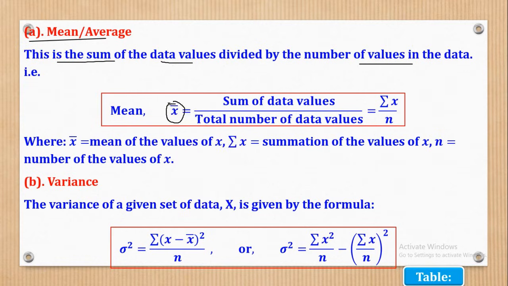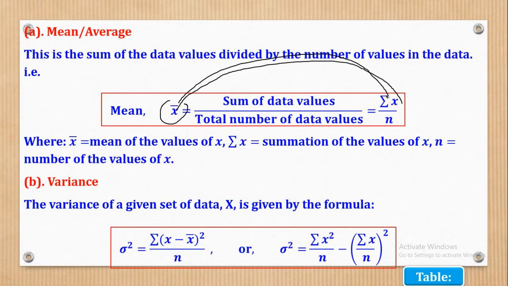So when you see a bar, just know that the expression is for mean, and the formula is this: summation x over n. So this x bar means mean of x, and mean of x means that you get the sum of all the data values of x, which is denoted by this summation sign, over the total number of data values. We shall see how this formula is used.